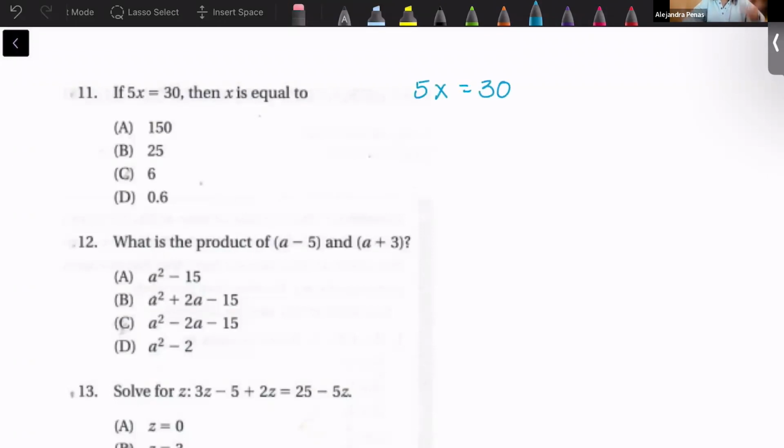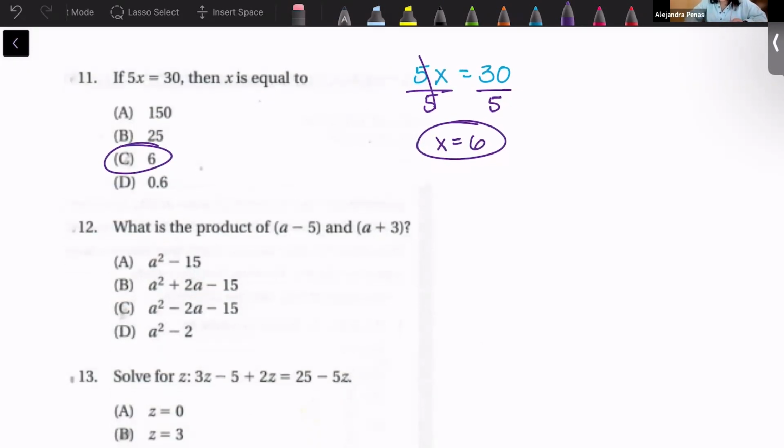So this is a pretty straightforward algebra equation. All you need to do is one little thing. What's the one little thing you got to do to find x? Divide. We're going to divide both sides by 5 because currently it's being multiplied by 5. So the opposite would be to divide. So the answer is 6. Pretty straightforward.